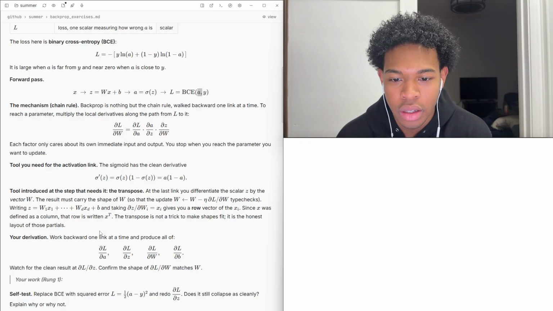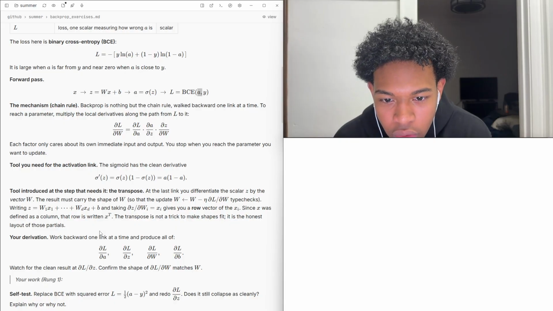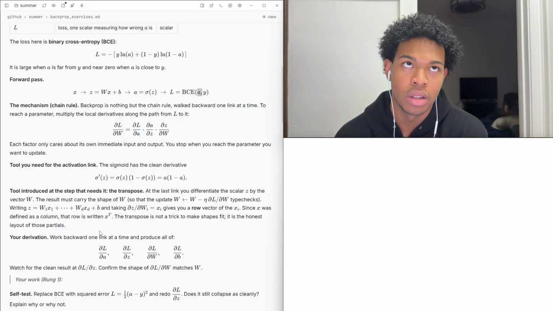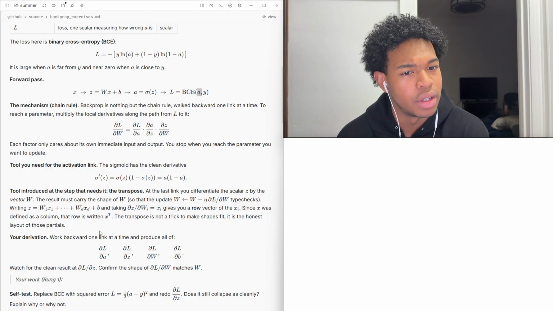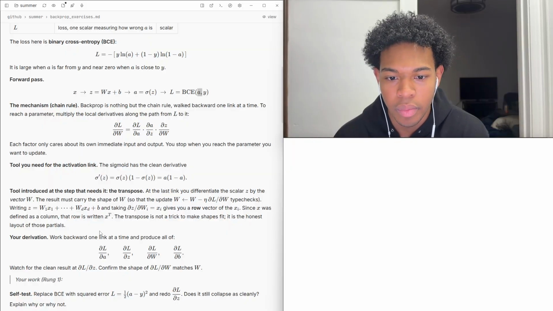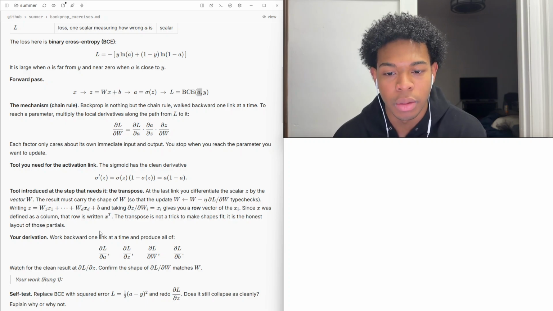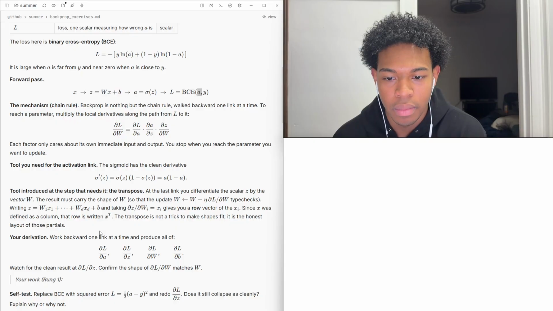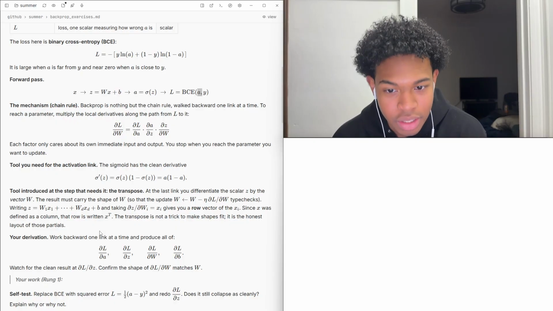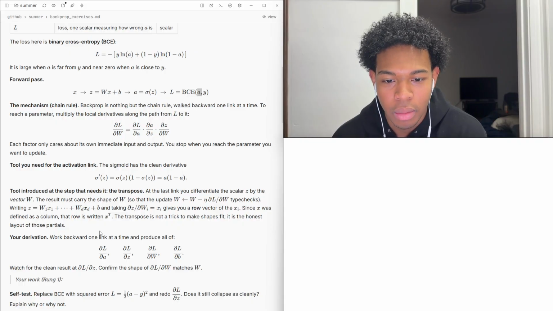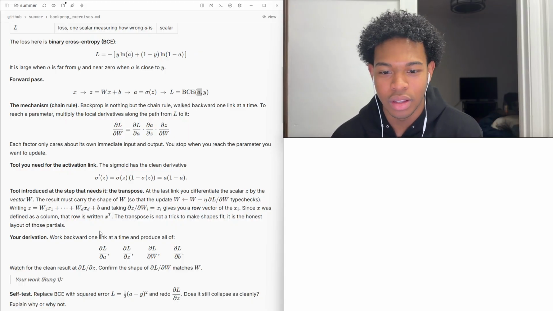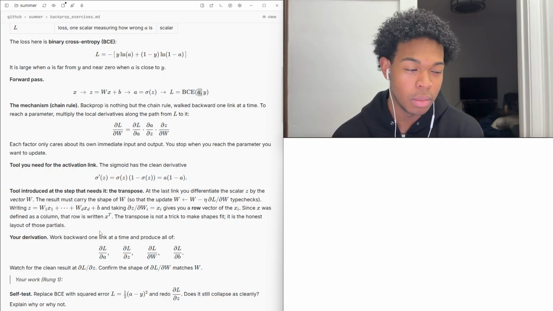At the last link, you differentiate the scalar Z by the vector W. And this is where the denominator notation comes in. By the vector W, the result must carry the shape of W, following the denominator notation, so that the update when we do backprop type checks, which means the shape of the derivative aligns with the shape of the actual weights, which by choice it doesn't have to.